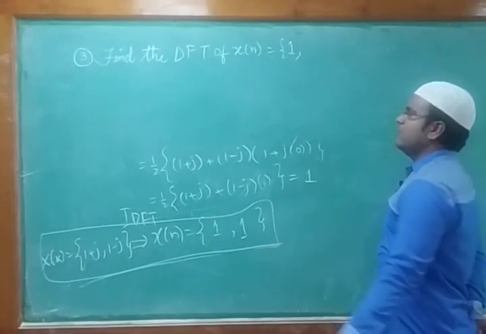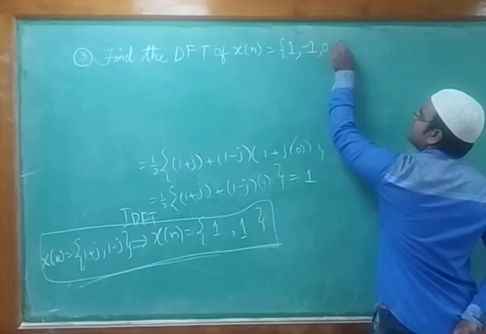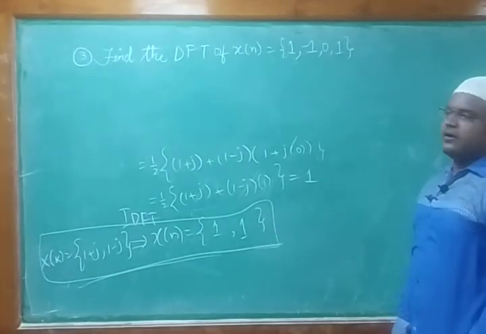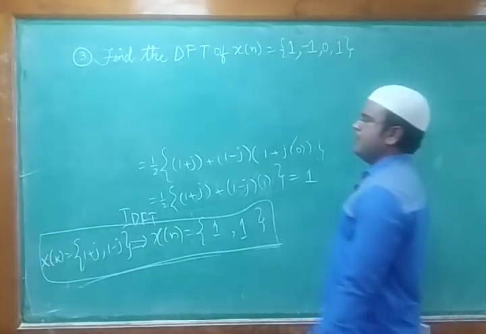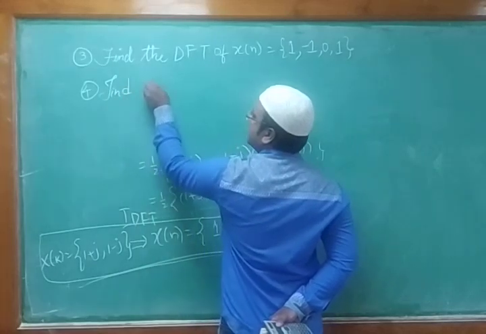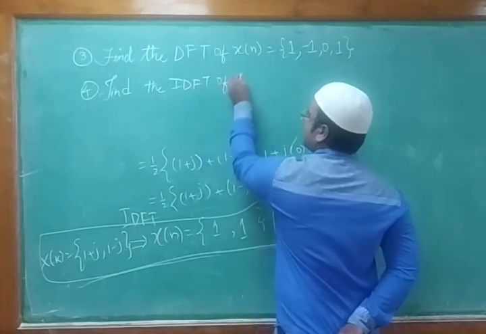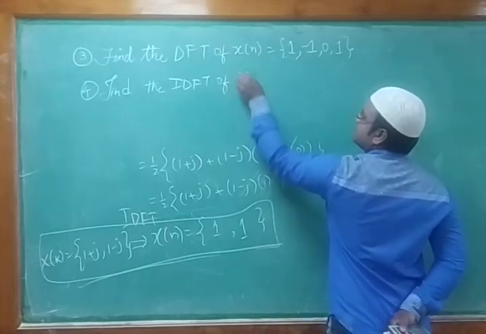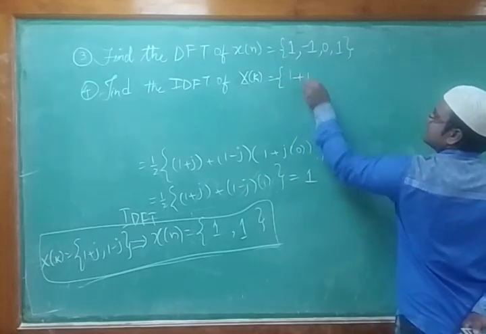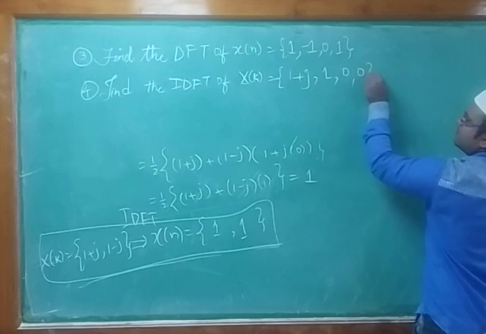So what is the value? Find the DFT of x of n: 1, minus 1, 0 and 1. So this is your x of n given. You need to find out x of k by applying the discrete Fourier transform. Likewise, next problem. Find the IDFT of the sequence x of k equal to 1 plus j comma 1 comma 0 comma 0.